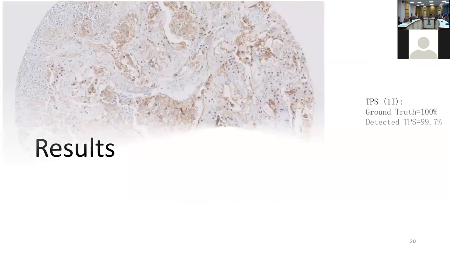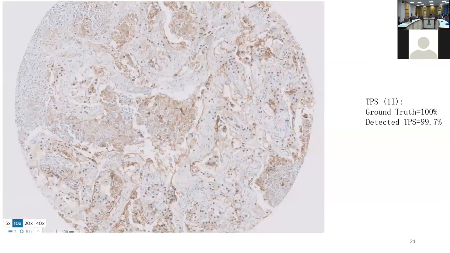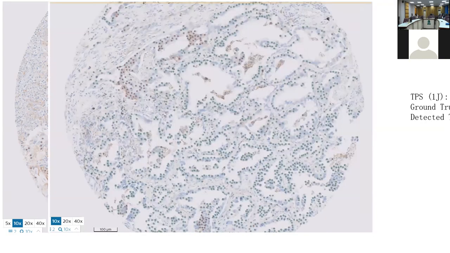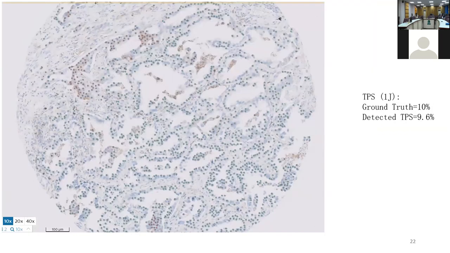Let's go for results. Here I show a core which is 100% positive. If you can see the red dots, that's where the tumor cells are. My algorithm says 99.7%. The expert pathologist said it was 100%. The ground truth here is 10%, which means the TPS score is 10%. You can see a bit of cancer on the top left, just an edge there, and then a lot of green dots, which are negative tumor cells. So the ground truth is 10%, detected TPS is 9.6%.